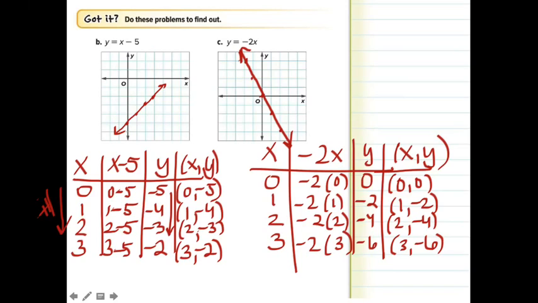Okay, so take a look at C. You might have chosen different numbers for your x. If you chose the same numbers as me, what you may have noticed is when you got to x equals 3, 3, -6, you ran out of room on your coordinate plane. As long as you have those 3 points, you should have been okay getting that line drawn. Your line should be exactly like mine. It should go through the origin, be tilted about the same.